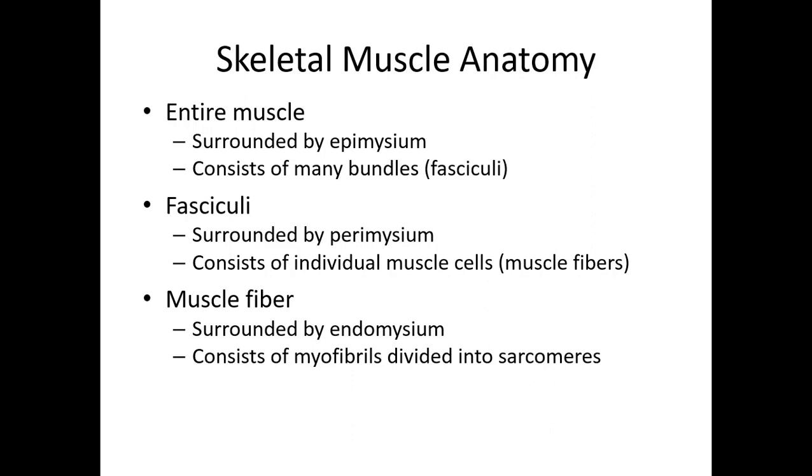The connective tissue surrounding the entire muscle is the epimysium. Bundles of muscle cells are called fasciculus or fascicle. The connective tissue surrounding the fascicle is called the perimysium. The connective tissue surrounding the single muscle fiber is called the endomysium. A single muscle fiber consists of myofibrils divided into sarcomeres.